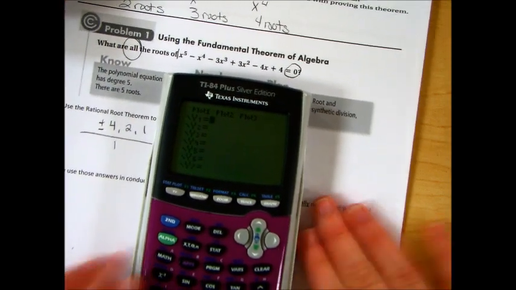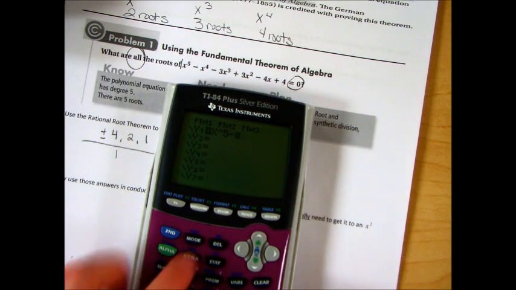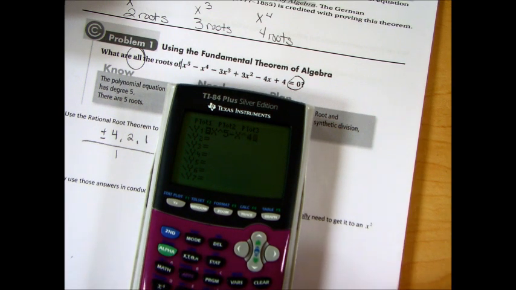So I will type my equation: x to the 5th minus x to the 4th minus 3x to the 3rd plus 3x squared minus 4x plus 4. I feel very official with my headset on. I hope someone comes in my door and looks how cool I look.